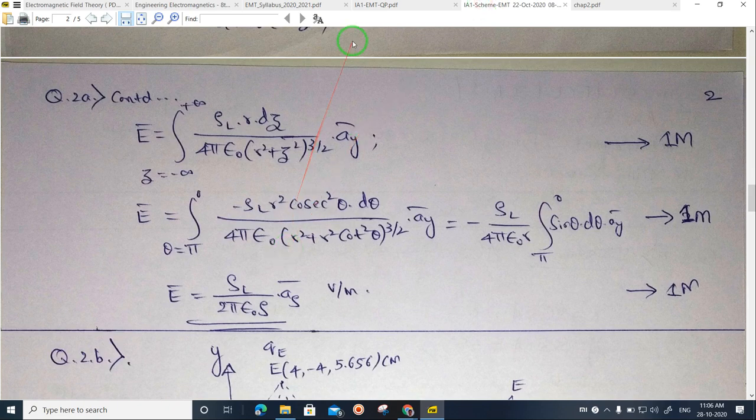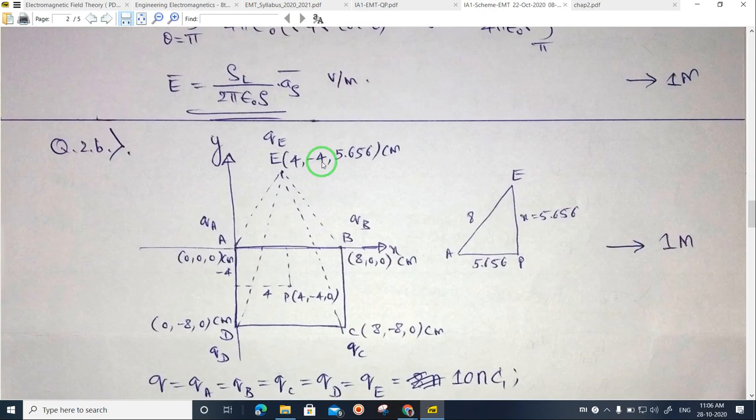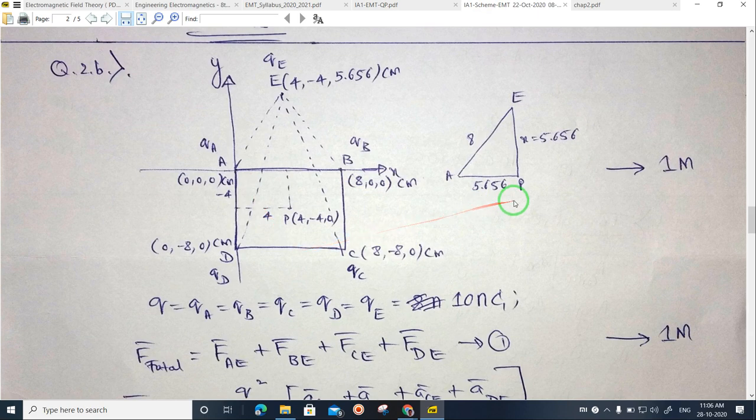So question number 2b. First, we have to draw the diagram. Four corners of a square, yes. I have taken one at the origin, another at 0, minus 8, 0. You can take anywhere, but you do it correctly, right? But first draw the diagram showing the square, and the fifth charge is at the center.